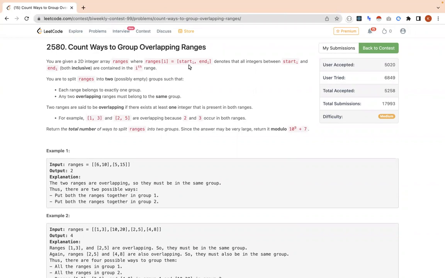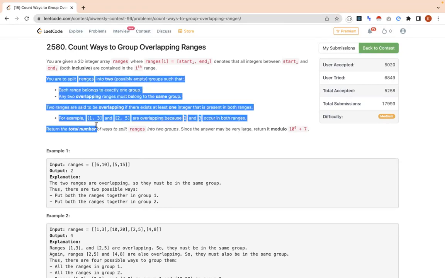So basically this denotes all the numbers including start and end. For any given range, let's say 5 and 15, this denotes 5, 6, 7, 8, 9, 10, 11, all up to 15. So we have an array of ranges, and what we are asked here is to divide all these ranges into two parts.